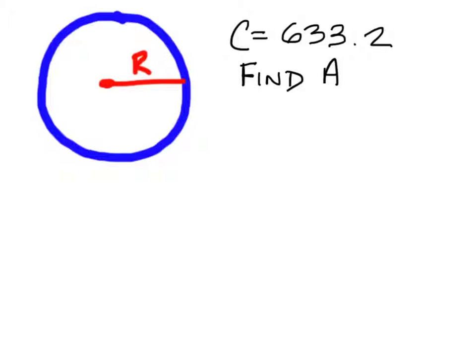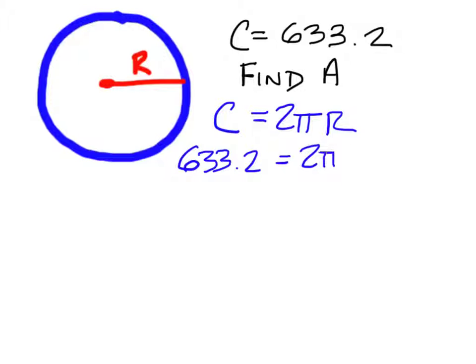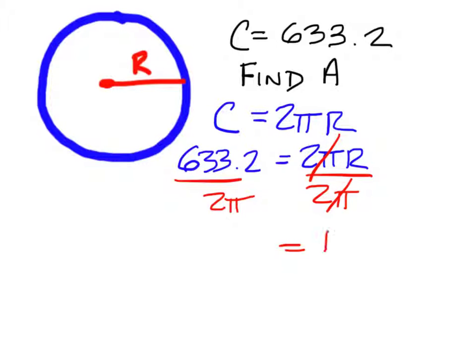On this problem, you have c. So the formula for c is 2 pi r. You're going to plug in 633.2, set it equal to 2 pi r, and divide both sides by 2 pi. Cancel out the 2 pi's. You're left with r and 633.2 over 2 pi on the left. You're looking for a.